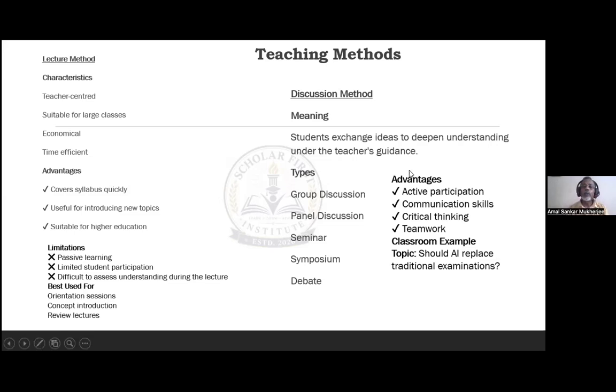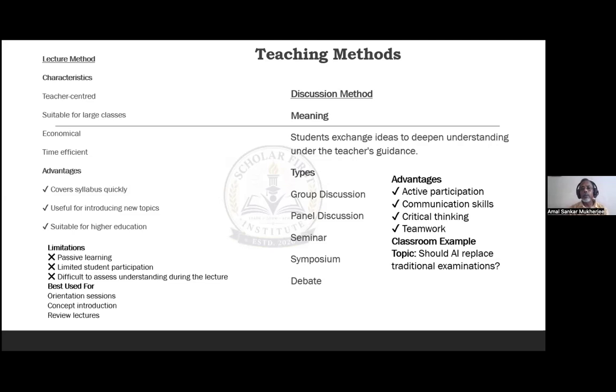Right. Now, what are the advantages of this teaching method? Advantages are active participation, communication skills, critical thinking, and teamwork. These are the outcomes that can be obtained with respect to this discussion method. What have I told, what are the advantages? Active participation, communication skills are generated, critical thinking is possible, as well as there is teamwork.